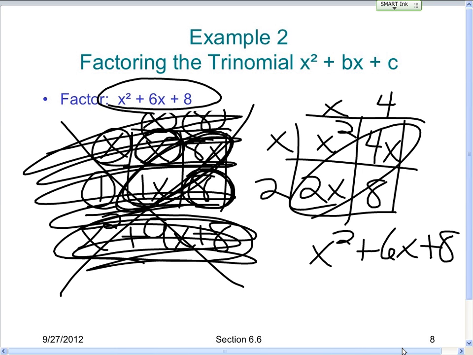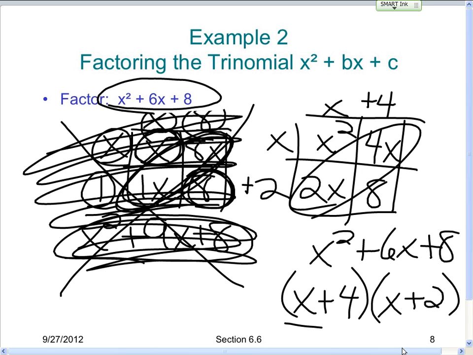Now we just have to figure out how to write the answer. So remember, this is positive 4 and this is a positive 2. So my answer is x plus 4 times x plus 2. x plus 4 times x plus 2 is the answer.